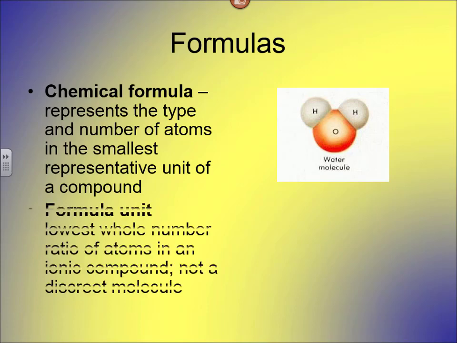But when we talk about ionic compounds, which is what we're dealing with today, we don't have separate molecules. Instead, we have what we call formula units. A formula unit is the lowest whole number ratio of atoms in an ionic compound. It is not a discrete molecule. Ionic compounds are not separate molecules.